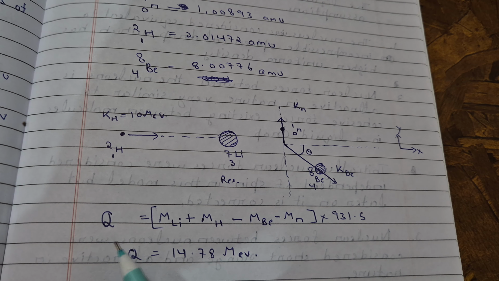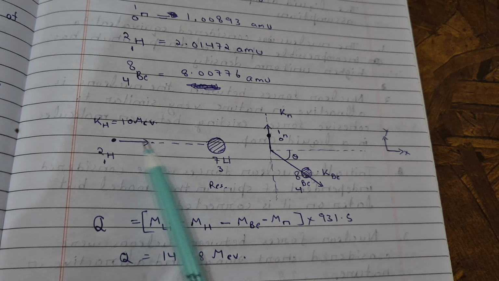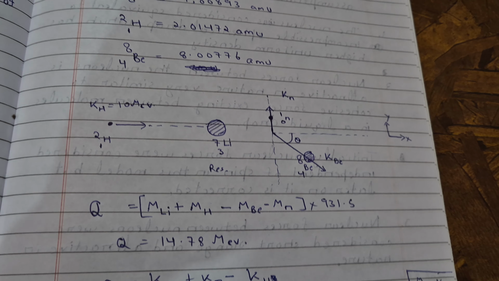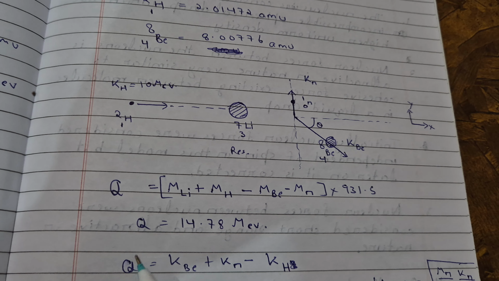First let's find the Q value. The target is at rest. So that will be mLi plus mH minus mBe minus mn, and these are all given in AMU. That's why we will multiply with 931.5. So that's how you can find the Q value.